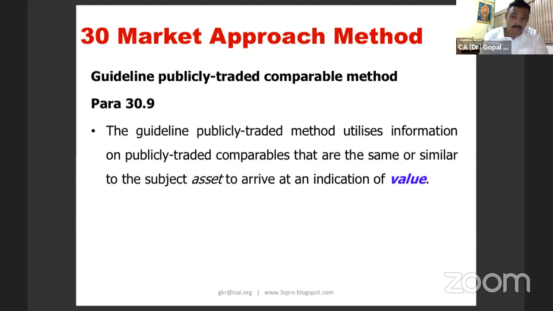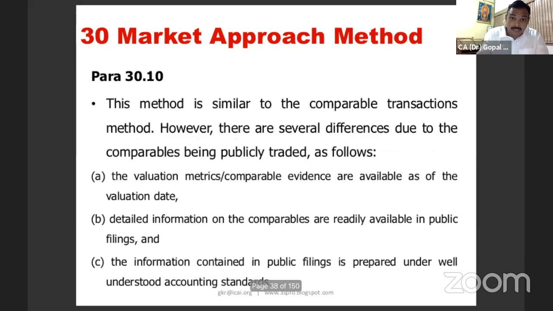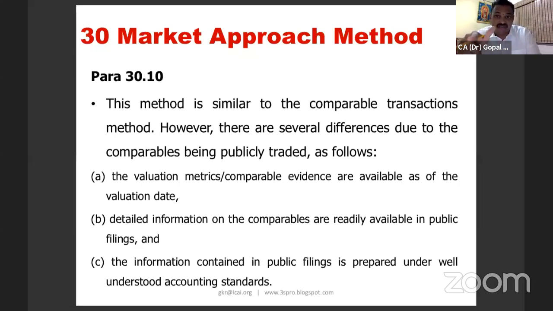And one very interesting point about this: please look at para 30.10, compared to the guideline transaction method. Compared to the guideline transaction method, guideline publicly traded is somewhat different. Why? Because the valuation metrics are available as on the valuation date. For example, today's date is 9th of July, and I want a valuation on this particular date. But in the comparable transaction method, you will only get a price closer to this date. Here you will get it on the valuation date itself. So that is one speciality.